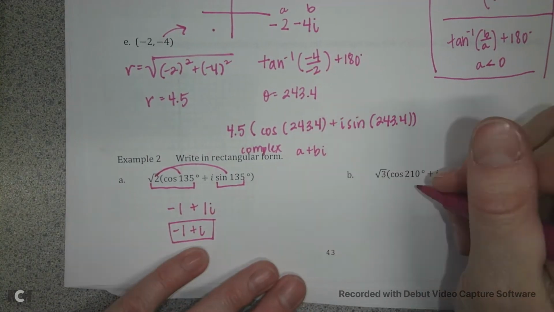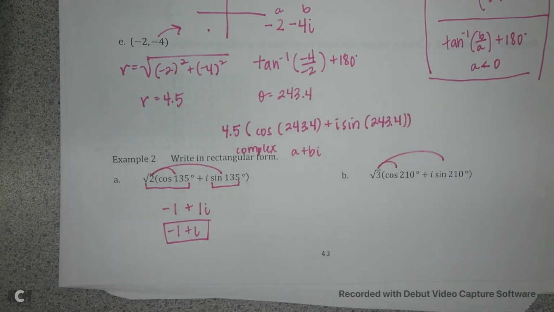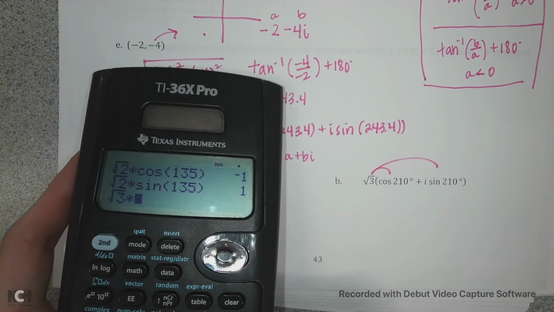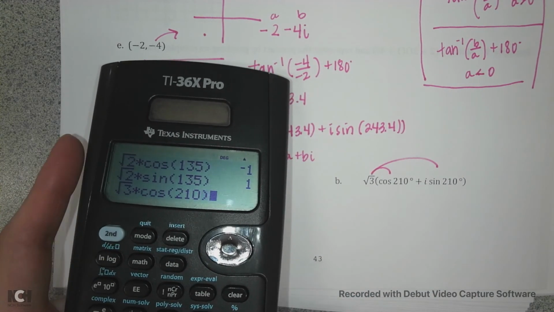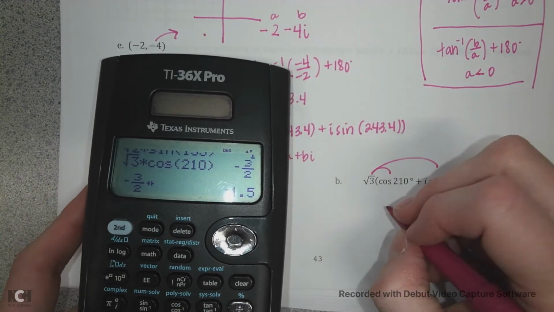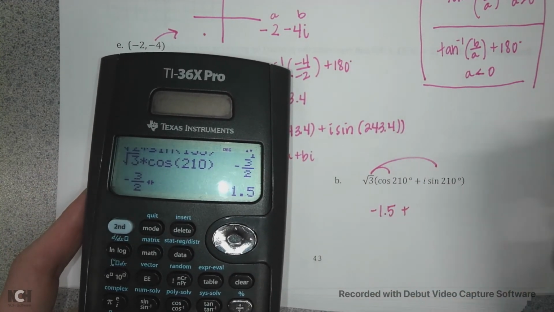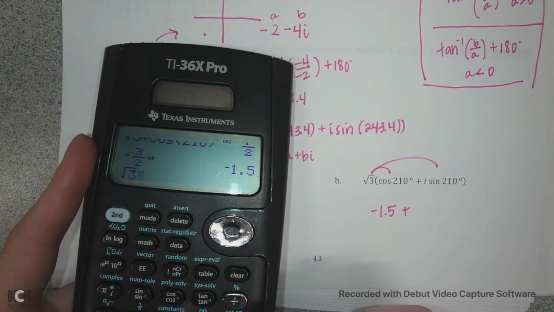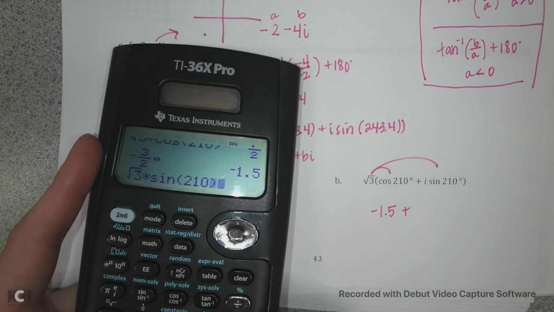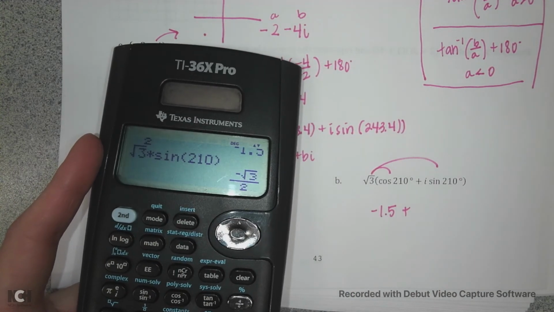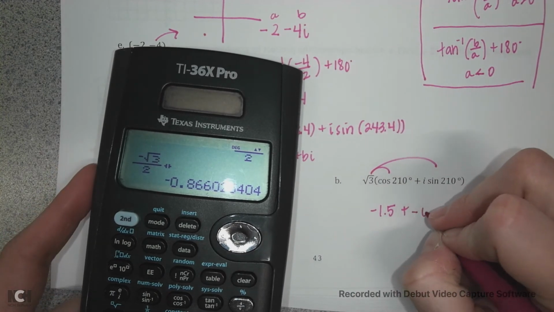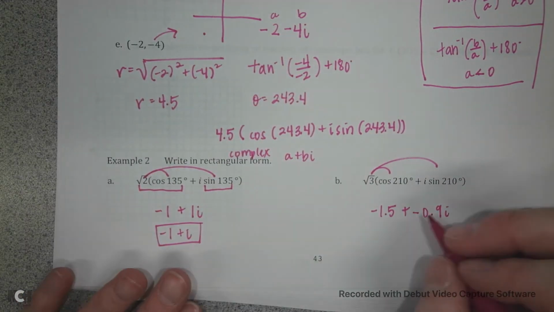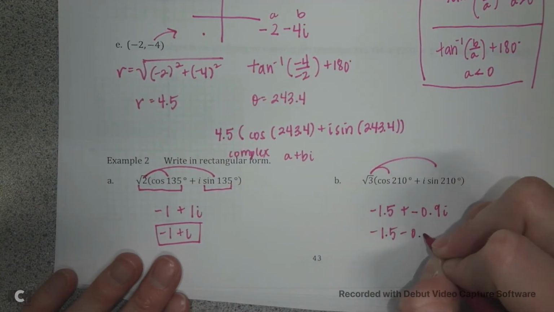And we could do it again. Over here on B, we're going to distribute that cute little radical 3. So I have the square root of 3 times cosine of 210, and that is -1.5, and then we're going to distribute that square root of 3 times sine of 210. And that is negative 0.9i. You don't need this plus minus, so you could just do negative 1.5 minus 0.9i.